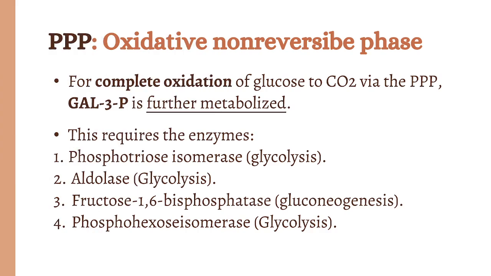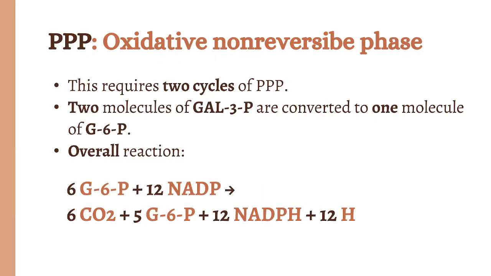For complete oxidation of glucose to carbon dioxide via the pentose phosphate pathway, we need to further metabolize the glyceraldehyde 3-phosphate. And this requires the action of 3 glycolytic enzymes, the phosphotriose isomerase, the aldolase, and the phosphohexose isomerase, in addition to 1 enzyme from gluconeogenesis, and that is fructose 1,6-bisphosphatase. Let's see how that takes place.